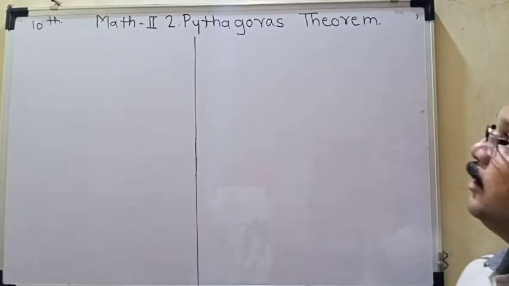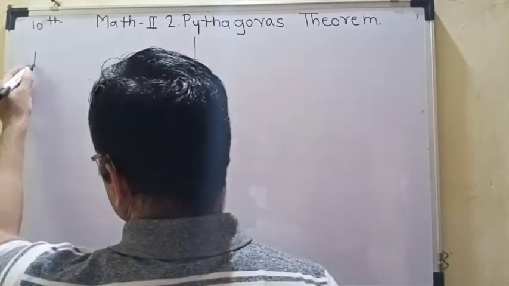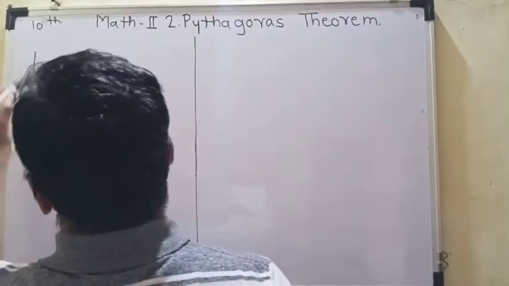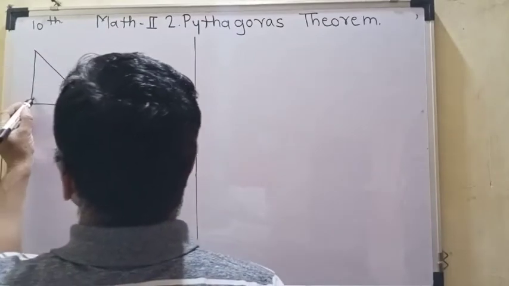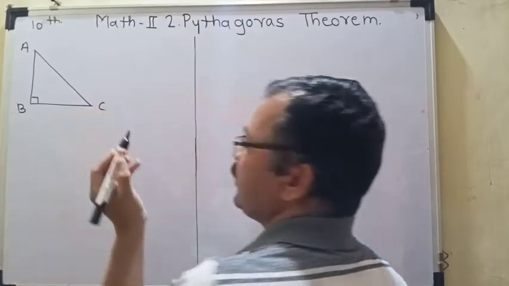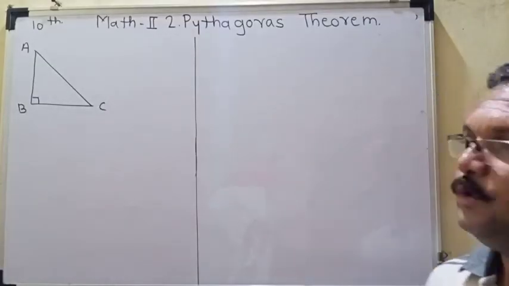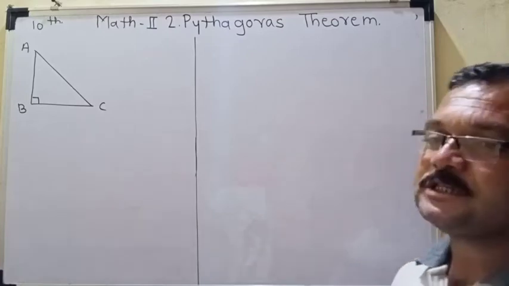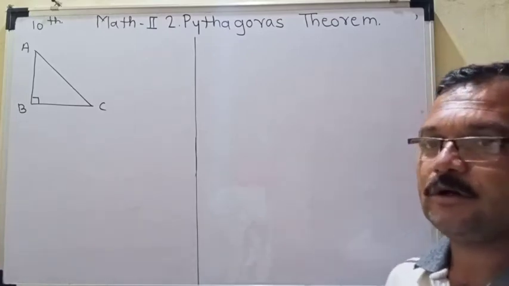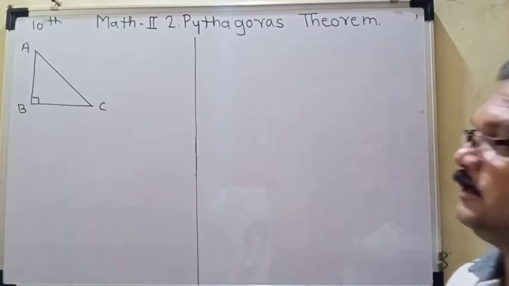Now in a right angle triangle, let us first draw a right angle triangle. Suppose this is a right angle triangle ABC, where angle B is 90 degrees. Then which is the hypotenuse here? The opposite side of the 90 degree angle is called the hypotenuse. That is, AC is the hypotenuse.